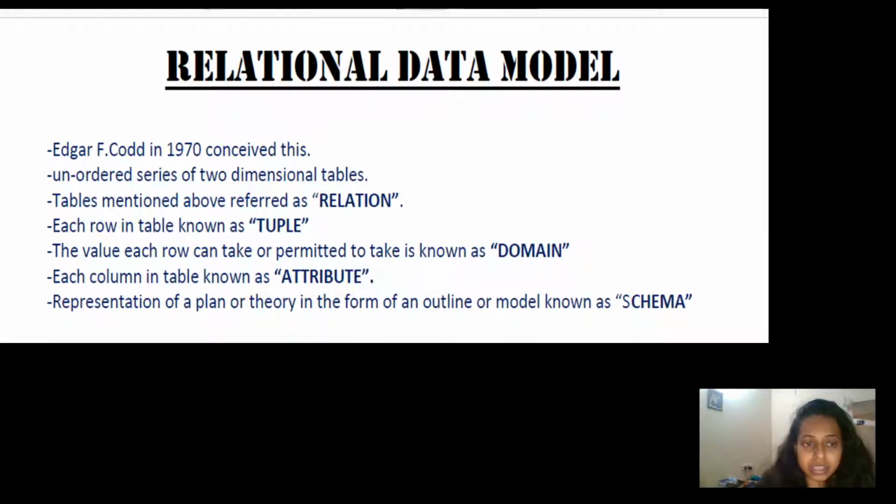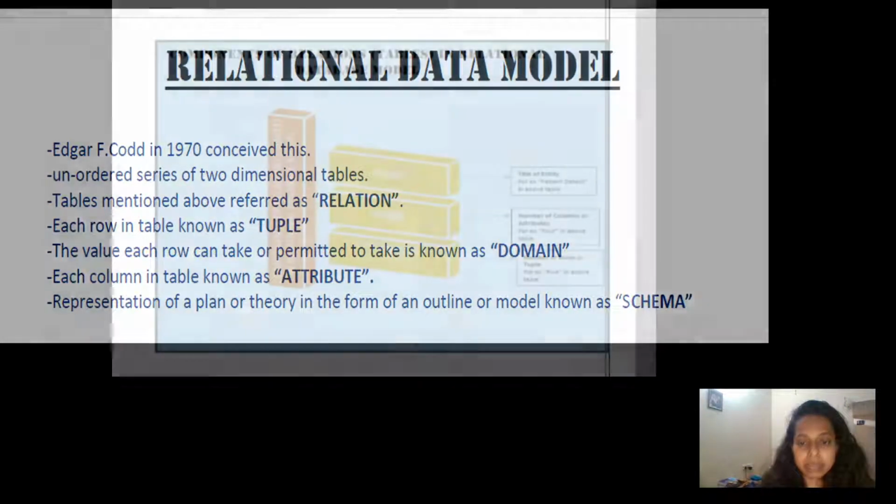It is basically conceived by Edgar F. Codd in 1970, and then the tables are referred as relation, and each row in tables is referred as tuple, and the value of it can be treated of each row as domain. The heading of each column is known as the attribute, or the each column content is known as attribute. The proper particular outline of a model is known as schema.